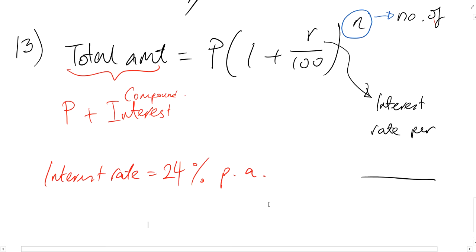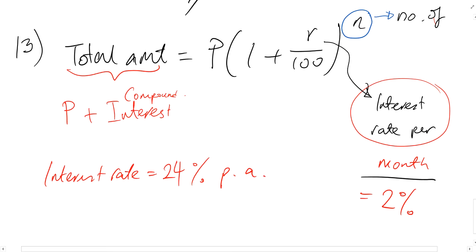Now, interest rate 24% per annum. Interest rate per month, how much is it? 2%. Are you able to get 2% by yourself, mental sums? Can, right? Okay. Now, this is the number of months. So calculate the total amount after 3 years. So what will you put as n for 3 years? 36. Yes.